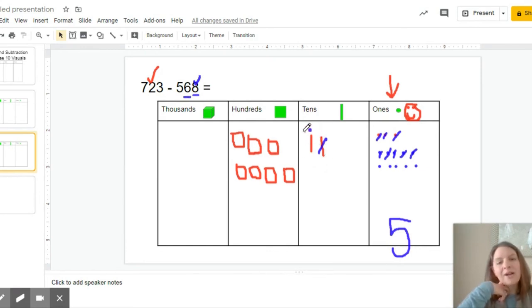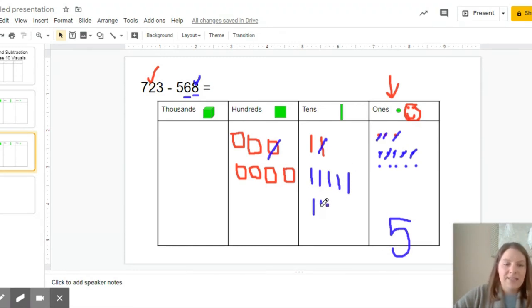No, I only have 1, so I'm going to go next door and ask to borrow 100. Why I do that is because I can unbundle the 100 into 10 tens. There's 10 tens in 100. So I'm going to borrow this 100 and unbundle it in my tens place to represent 10 tens, which is 100. 10, 20, 30, 40, 50, 60, 70, 80, 90, 100. Okay, great. Now, can I take away 6 tens? Yep. 1, 2, 3, 4, 5, 6. 6 tens are 60. How many am I left with? 5 tens.